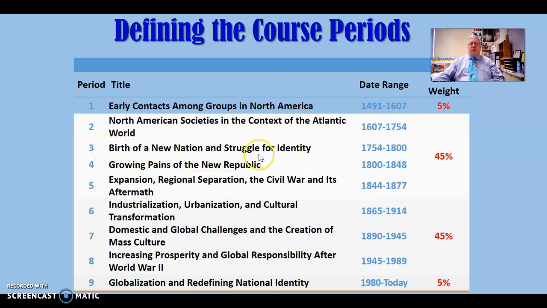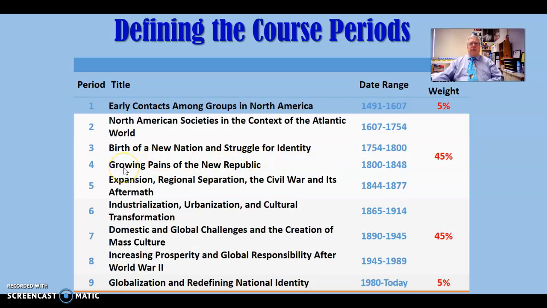Time period 3 is birth of the nation and struggle for identity. Okay, the pre-revolutionary period, revolution, and the period of time after that, in which we see the formation of the Constitution and the new United States taking shape.